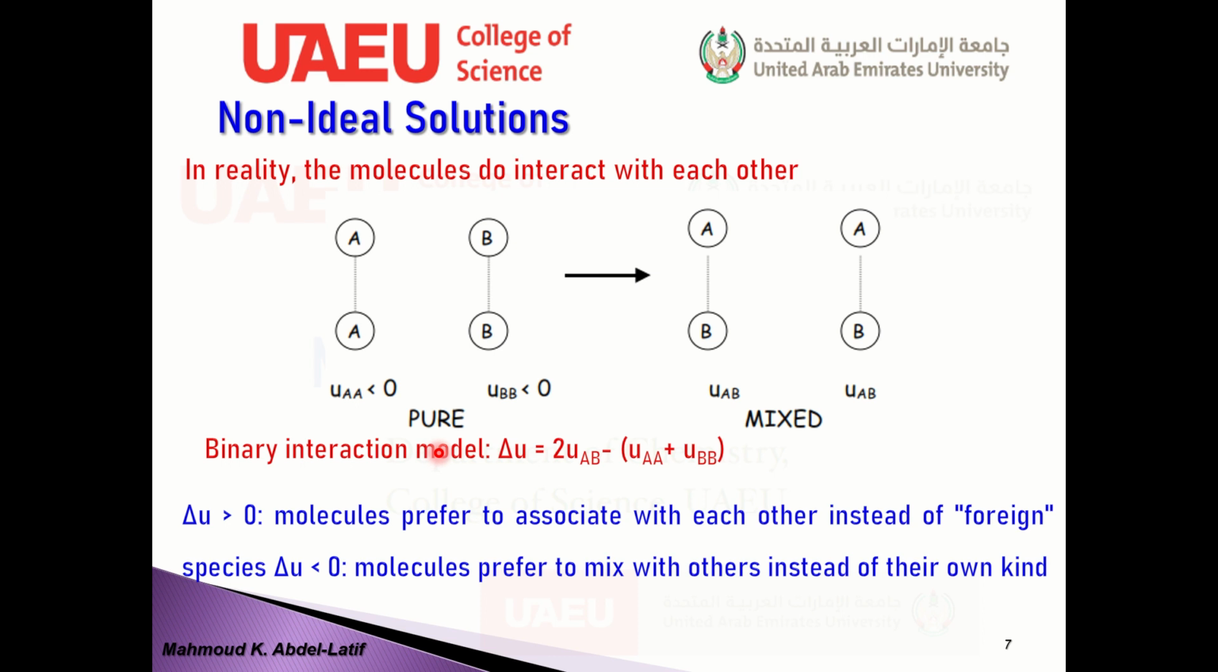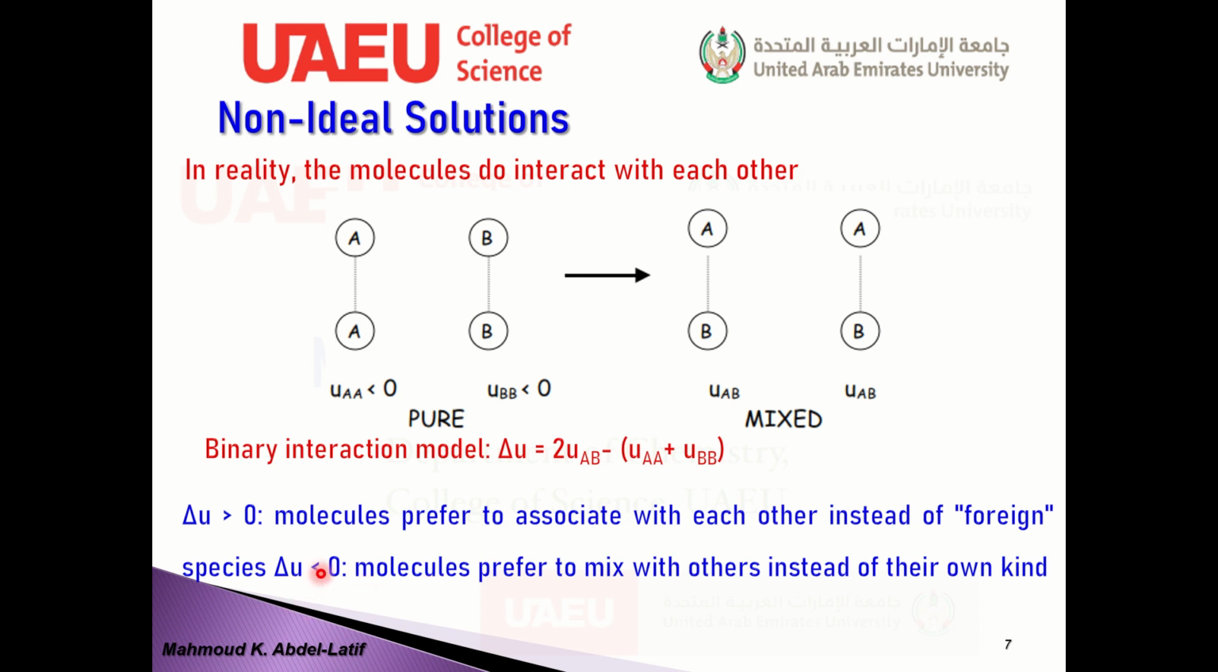So this is the pure one, and this is the mixed one. So there is change. If you would like to get the change in the interaction energy, it won't be 0. It will be some values. It could be negative or positive, and it gives you two types of solution, with a positive deviation and a negative deviation. It will be cleared in the next slides. If the change of the interaction energy is larger than 0, molecules prefer to associate with each other instead of foreign species.